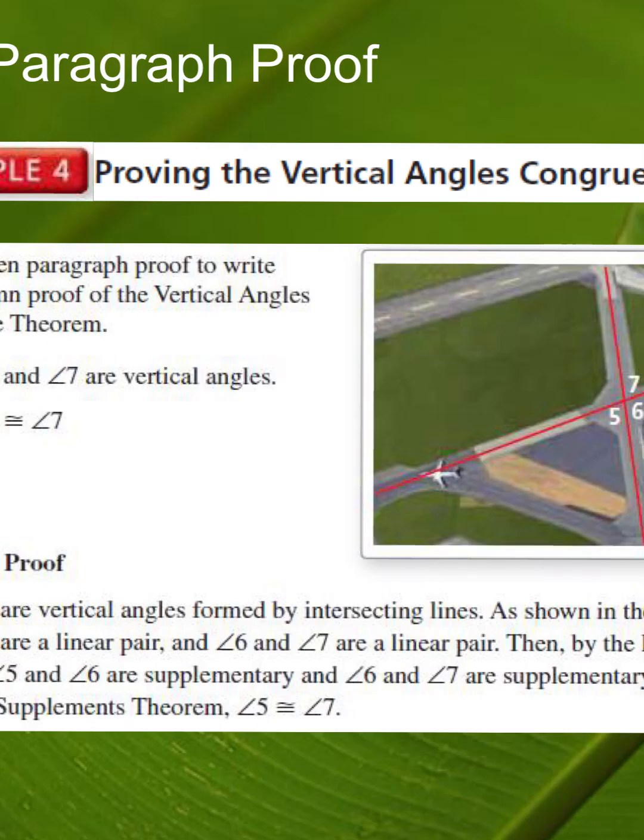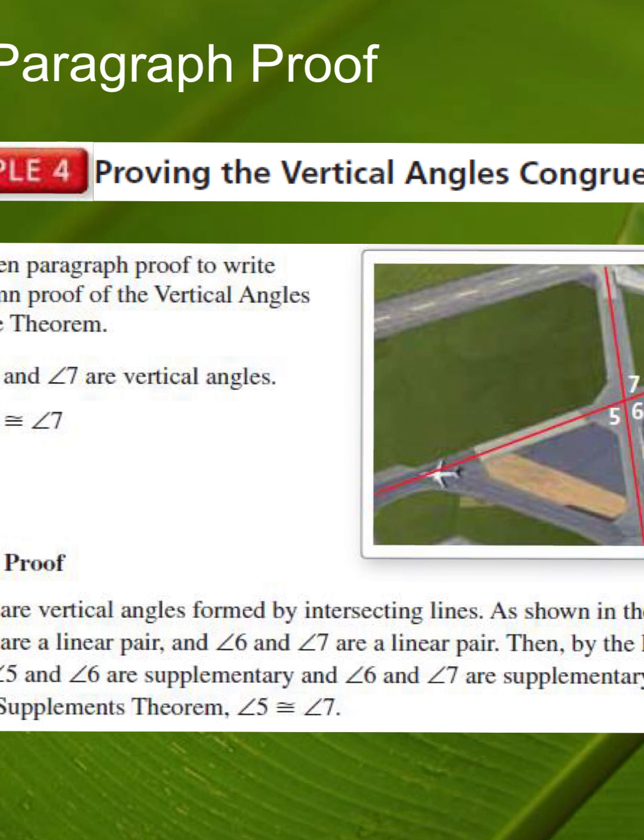This is a paragraph proof. So this is just an example. Again, this is just to show you what a proof looks like. We're not going to have these. So it says use the given paragraph proof to write a 2-column proof of the vertical angle congruence theorem.